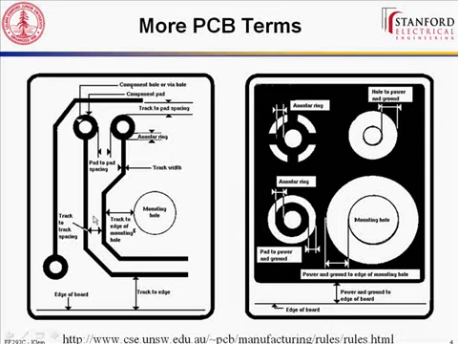Now, some manufacturers will have differences between the trace to trace versus the trace to pad, which is up here, or the pad to pad spacing. So these are all copper spacings. In general, they'll be about the same.